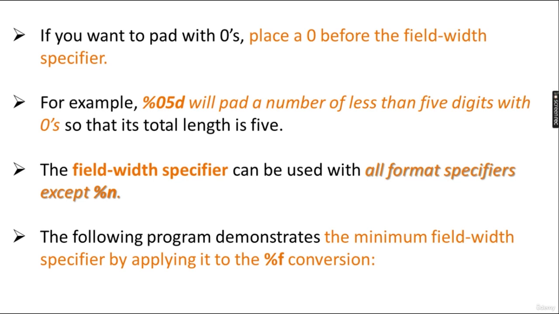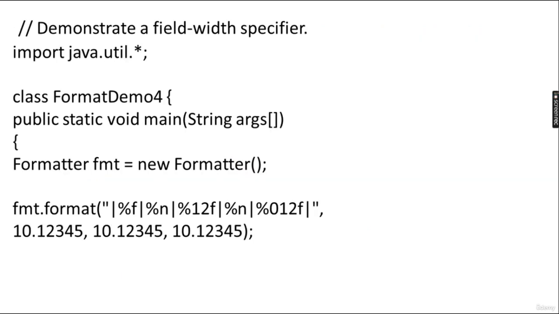Now we will demonstrate the minimum field width specifier for %f. A new formatter object is created. Formatter.format %f, %n, %12f, %n, %012f. The first %f will be for 10.12345, then 10.12345 again for %12f, and the same again for %012f.